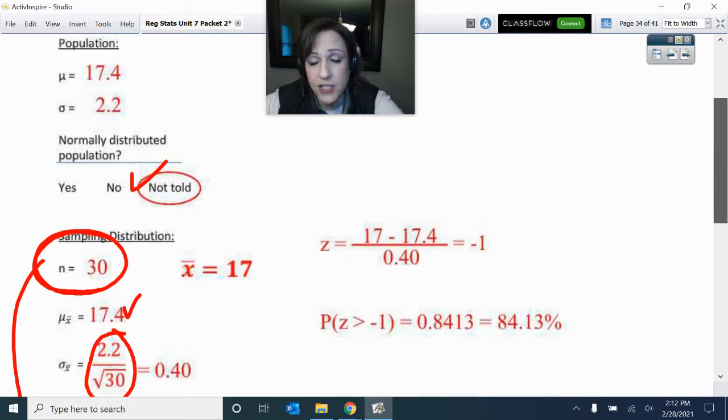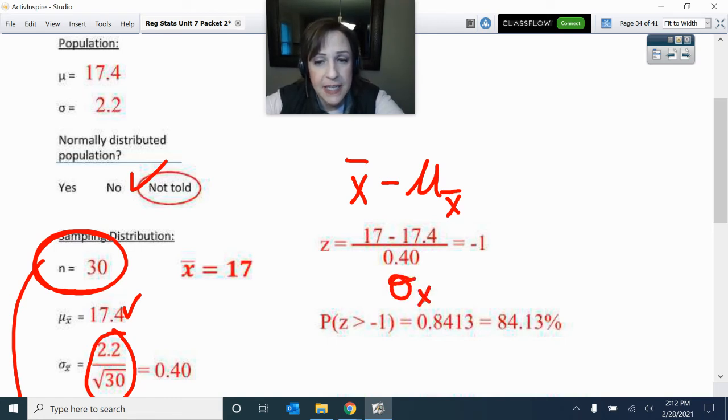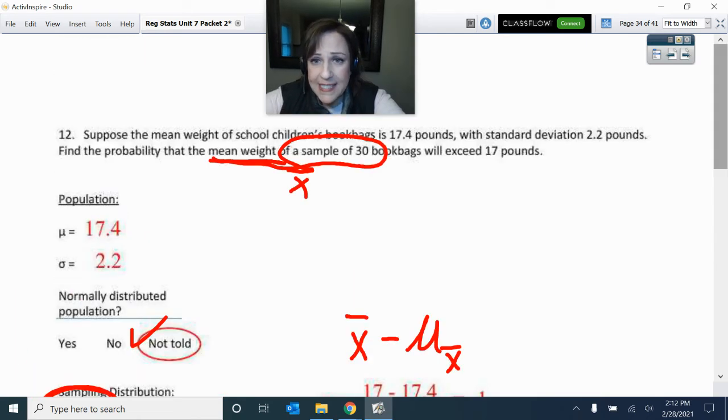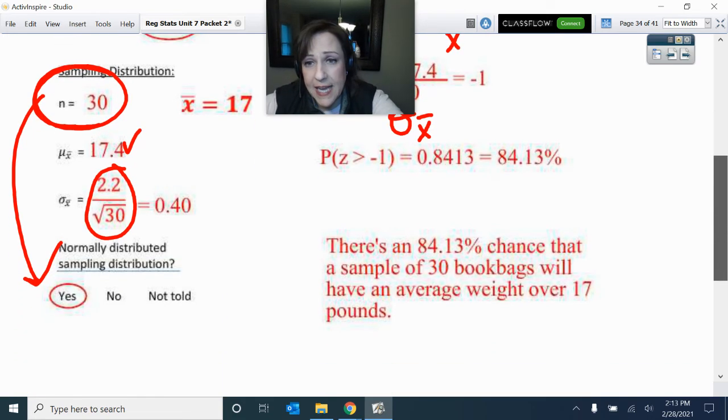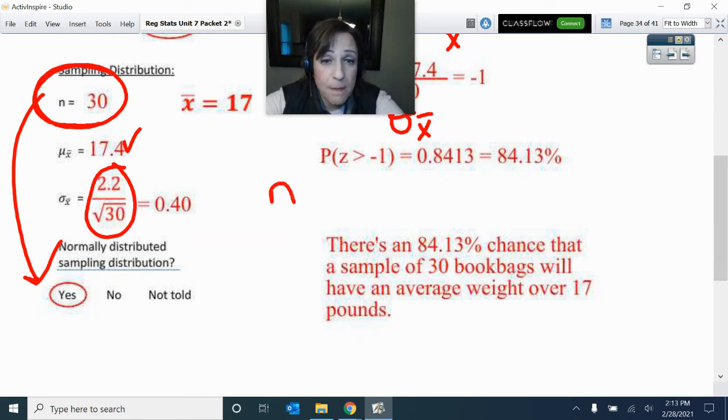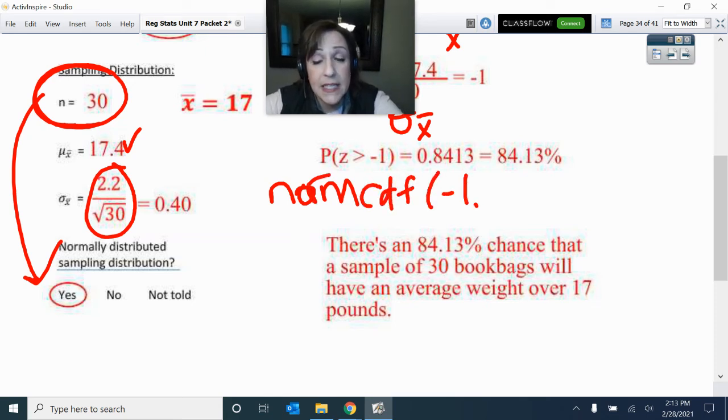Then we have our z-score. That's the x bar, seeing how far that sample is away from where the center of all the x bars is supposed to be, and then dividing by the standard deviation of your x bars. So that's -1. And it asked about exceeding, so that's heavier weights. That's why I went greater than -1. So that's 84.13%. When I did the math to get that percent, I did the norm CDF from -1 to +99 to get that area.